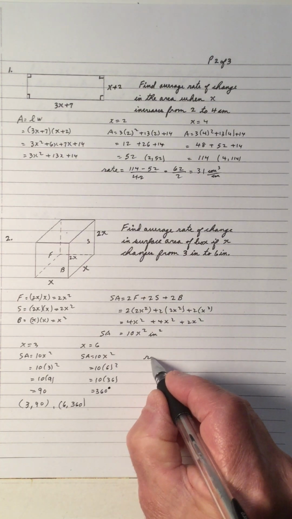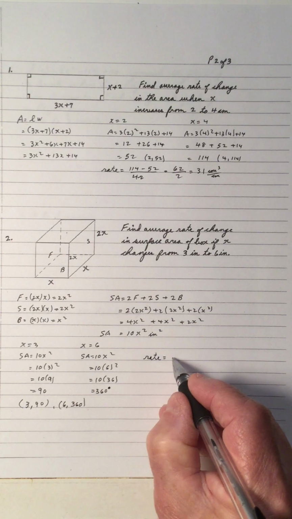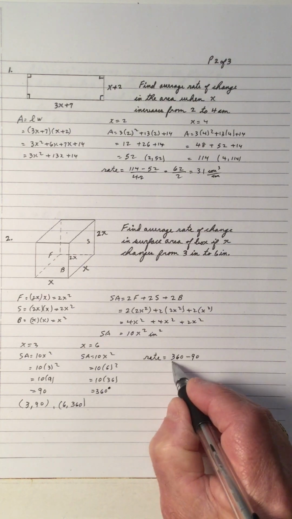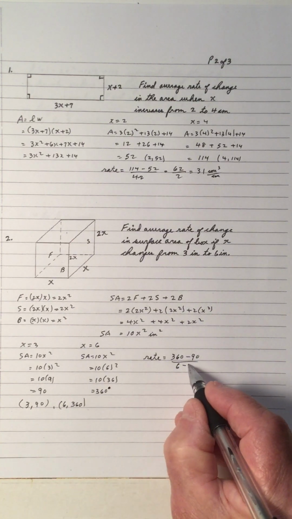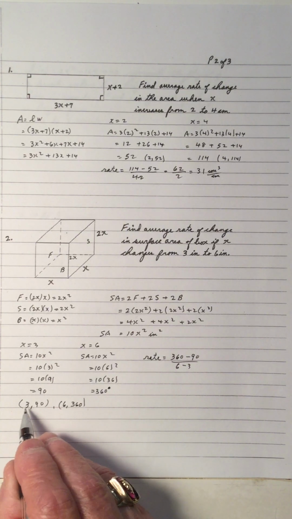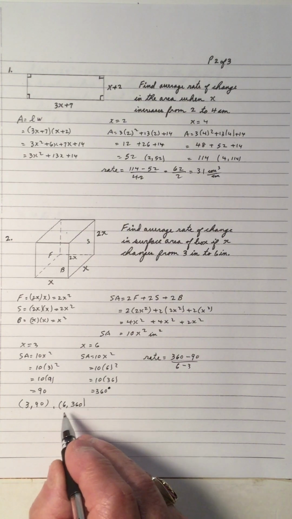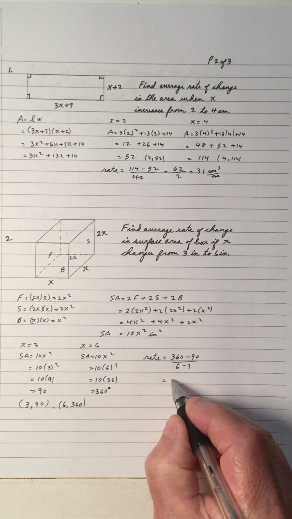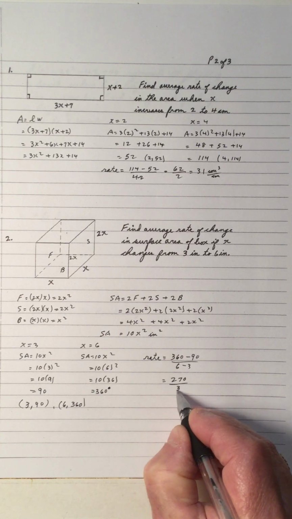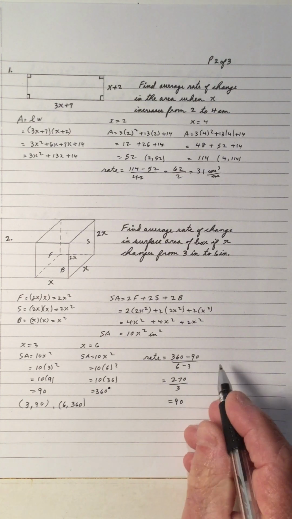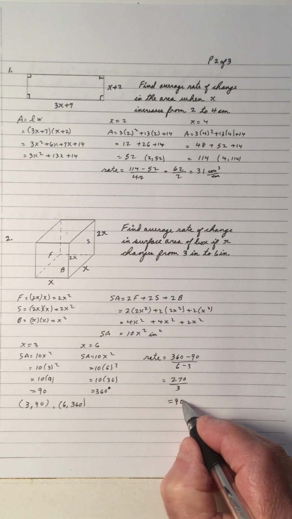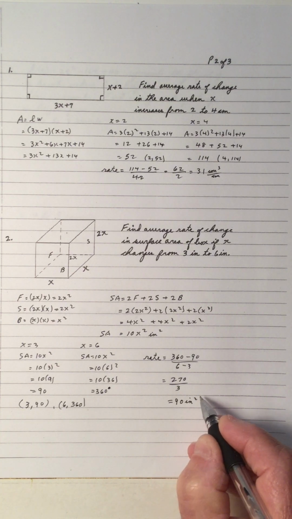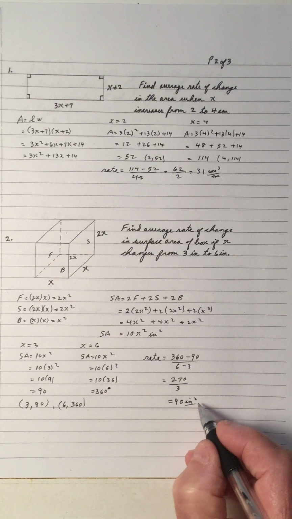And so the rate of change in the area is 360 minus 90 over 6 minus 3. This is, again, like a slope, x1, y1, x2, y2, so it's 360 minus 90 over 6 minus 3. You subtract, you get 270 over 3, so that gives us 90. So the rate of change in the surface area is 90, and the surface area is in square inches, divided by x, which is in inches.